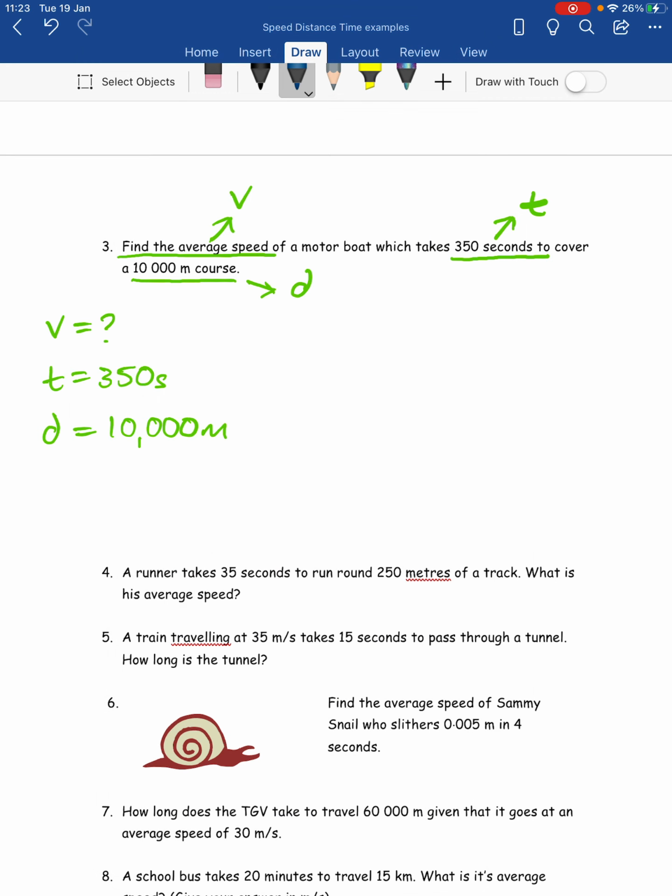Okay, so now step 1, equation again. D equals VT or D equals V times T. Whichever one you prefer, because both of them mean the same thing. Then I need to replace the letters with the numbers. So on the left, I've got a number for distance, it's 10,000. So instead of writing the letter D, I write the number 10,000.